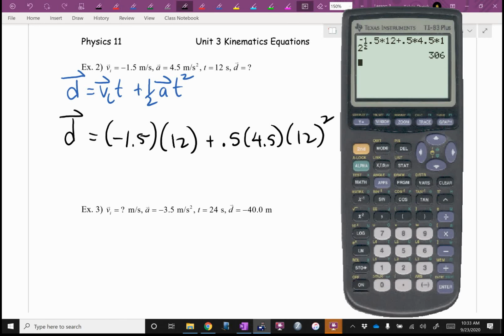Ariana, what'd you get? 306 even? That works for me. By the way, here's what this means. What was V initial, Ariana? We started out going backwards. What was my acceleration? But we were accelerating forwards, so I guess we must have come to a stop, turned around and started going forwards. And from where we started, we ended up 306 meters in front of where we started. Even though we started out going backwards. That's why this is a displacement. We must have gone backwards for a while, but we turned around pretty quickly and came forwards and ended up way up there. A lot of information baked into here.